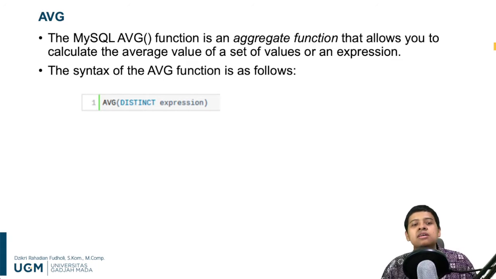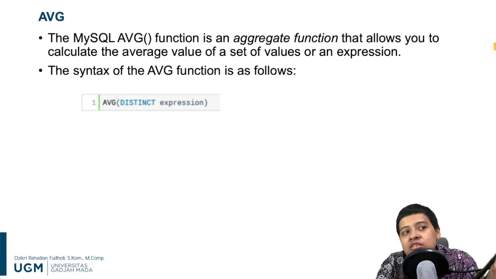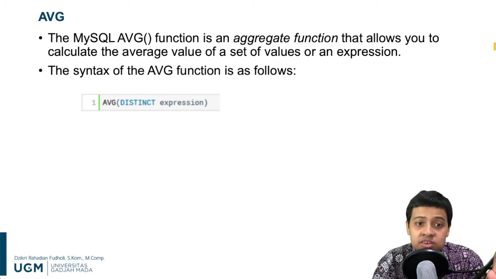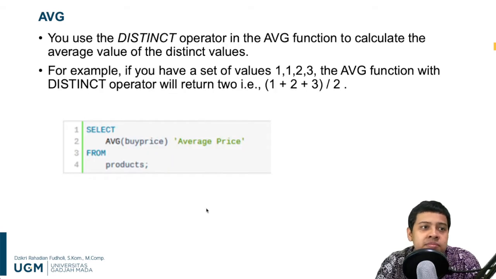Now, the third one is AVG, or average. The MySQL average function is an aggregate function that allows you to calculate the average value of a set of values or an expression. It can be an expression, can be in a select, and so on. The syntax of the average function is just like this: average, we have distinct here, an expression.